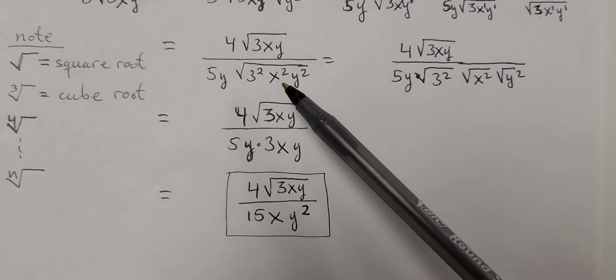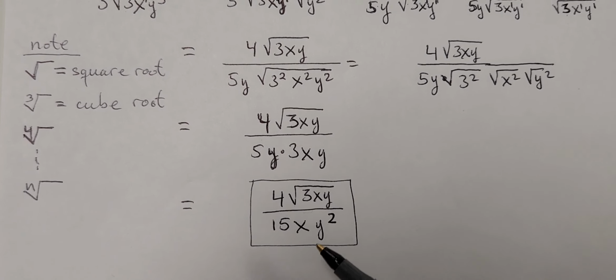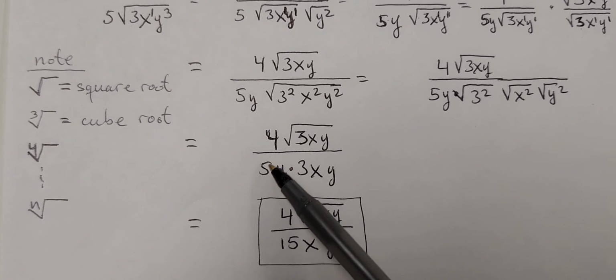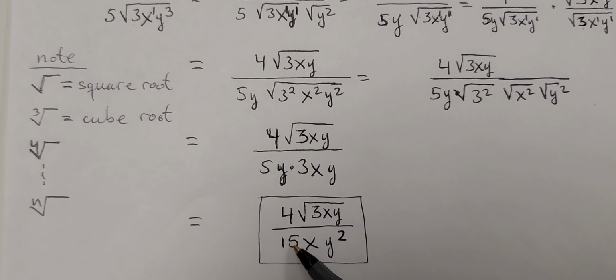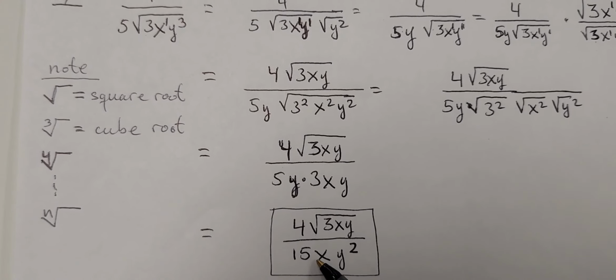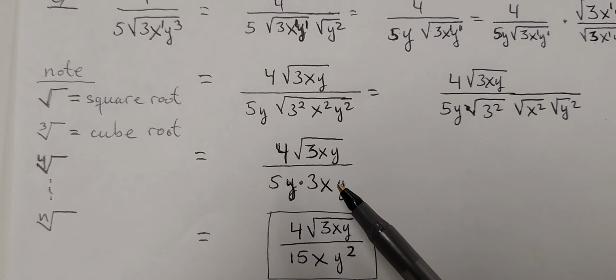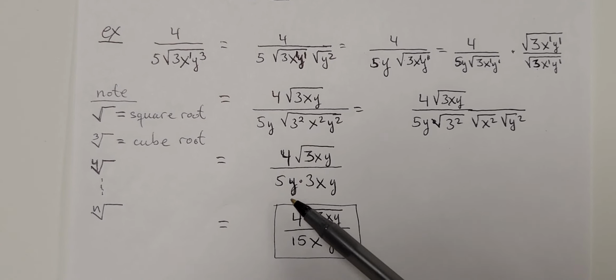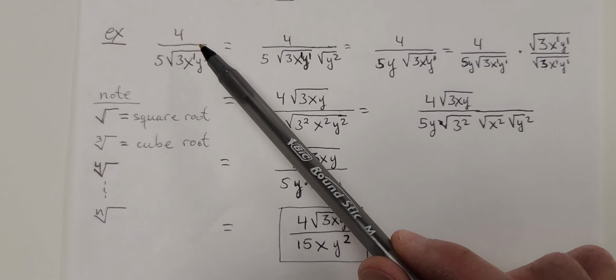Okay, and then after that, clean this up a little bit more. So I have 4 square root 3xy to the top, and then 5 times 3 gives me 15. 1x goes to the front, and then I have 1y, another y, so y squared. Okay, so this is the answer to the problem in the beginning.